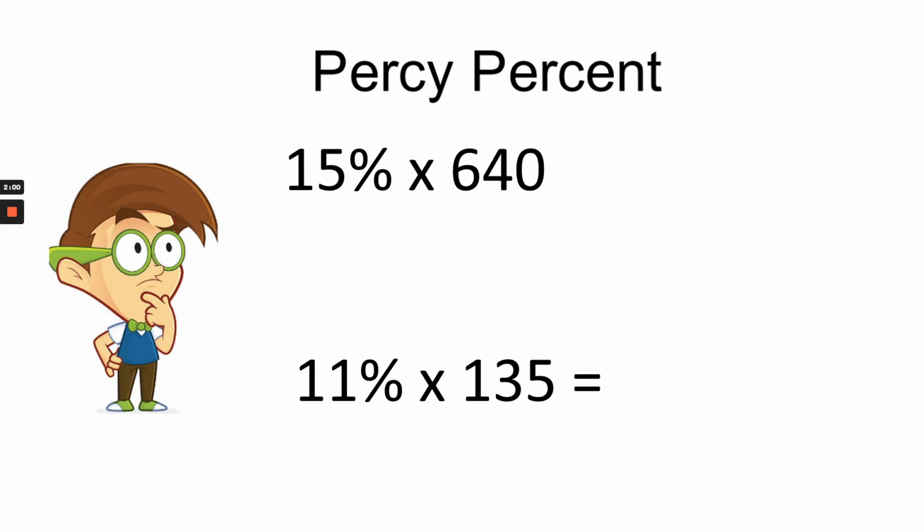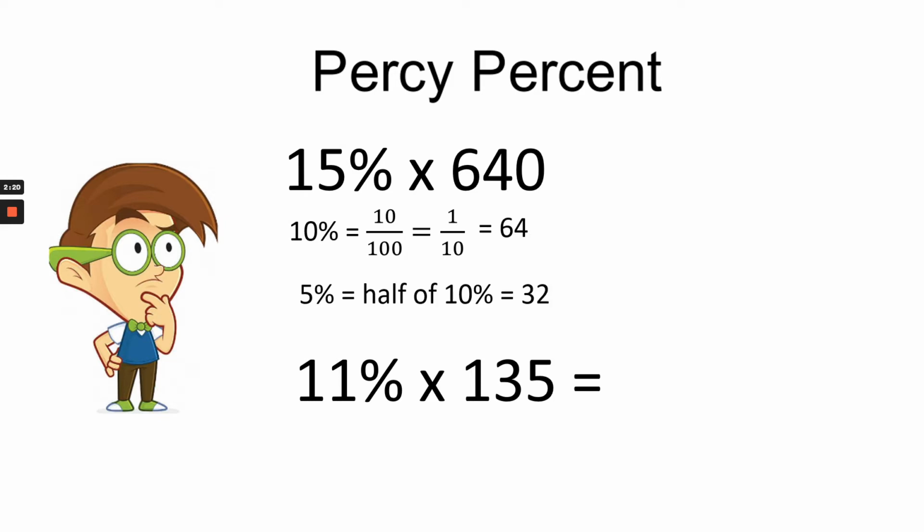So we don't want to do anything too complicated, just using the related facts we know. So let's start with 15% of 640. I know 10% means find a tenth. So 1/10 of 640 gives me 64. I know that 5% is half of 10%, and I just found 10%, so I halved it to give me 32. Now that I've got 10% and 5%, I'll add them together and it will give me 15% of 640, which is 96.